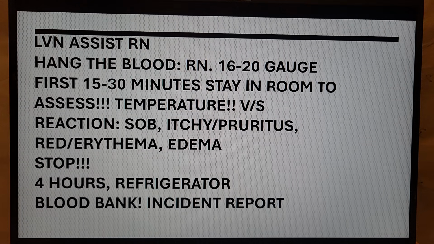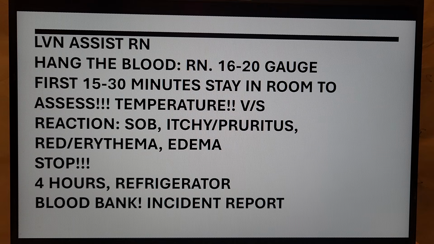Because they need to investigate, like an incident report, why the reaction happened. If this was already the correct patient, you already double checked the correct blood type, why did the reaction still happen? So they want to make sure it will not happen again, right? So it's not to fire anybody, but to prevent it from happening again. If this blood you have not yet used, put it in the refrigerator. And in 4 hours, if you still don't use it, return it to the blood bank so they can use it for other people, right?